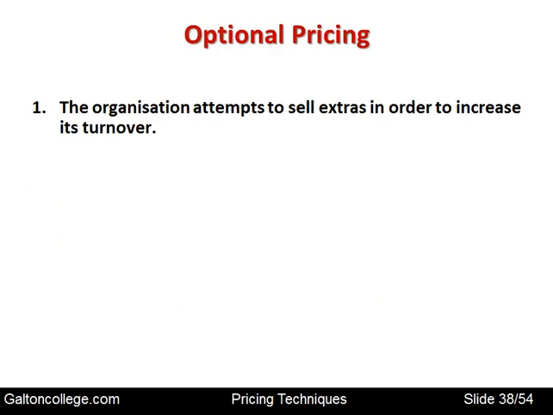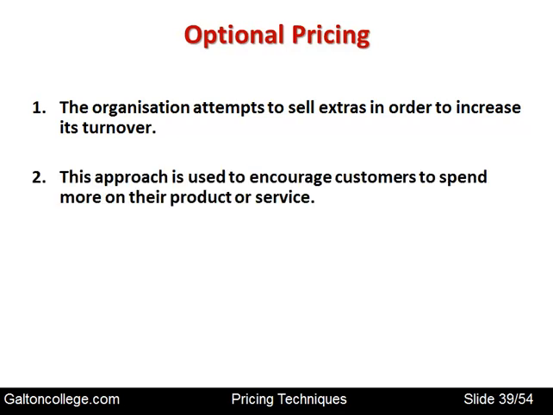Optional pricing. The organization attempts to sell extras in order to increase its turnover. So we buy the product and they offer us something else to go with it, which will boost their profits. It's normally used to encourage customers to spend more on their product or service.